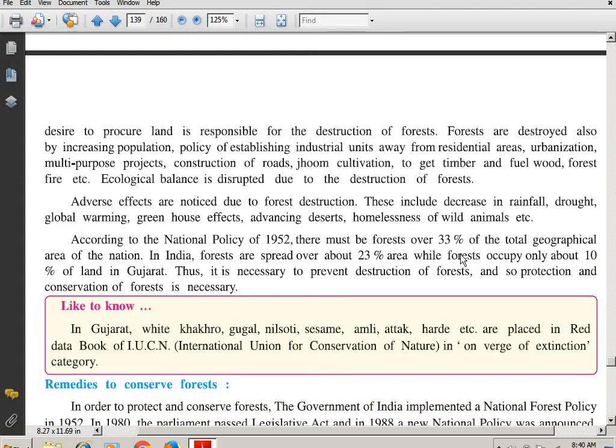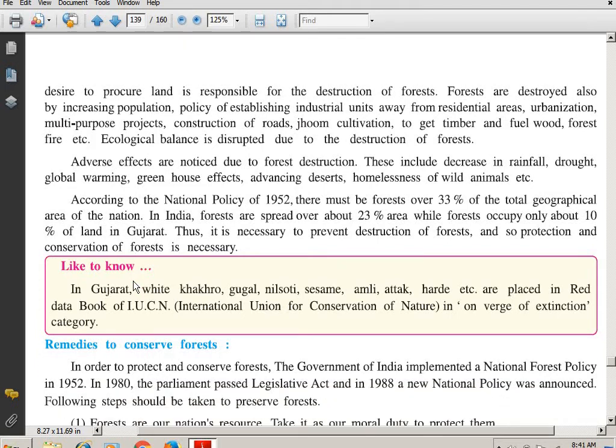According to the national policy of 1952, there must be forest over 33% of the total geographical area of the nation. In India, forests are spread over about 23% area, while forests occupy only about 10% of the land in Gujarat. Remember, students, according to the national policy of 1952, there must be forest over at least 33% of the total geographical area of the nation. In India, the forests are spread over only about 23% area, while forests occupy only 10% land in Gujarat. See students, the ratio. Thus, it is necessary to prevent destruction of forest, and so protection and conservation of forest is necessary. Okay, so students, we have to take care of the forest.